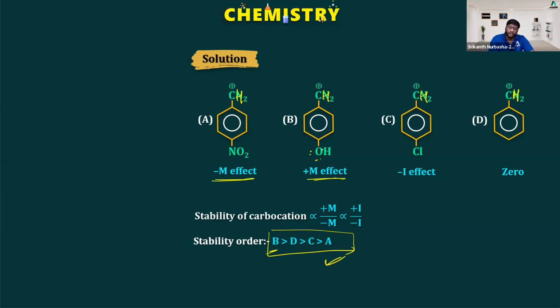The dominant effect for OH is plus M effect, not the minus I effect. The dominant effect in NO2 is minus M effect, not the minus I effect. The dominance is electron donation with respect to OH, not the electron withdrawing by inductive. The dominance in NO2 is electron withdrawing by resonance, not by inductive. The dominant effect of chlorine is electron withdrawing by inductive, not the resonance, because of the presence of lone pair of electrons, not plus M. Okay.